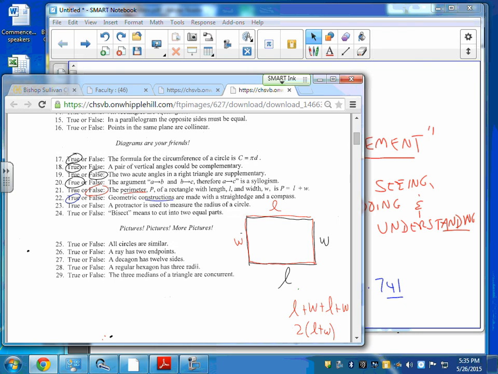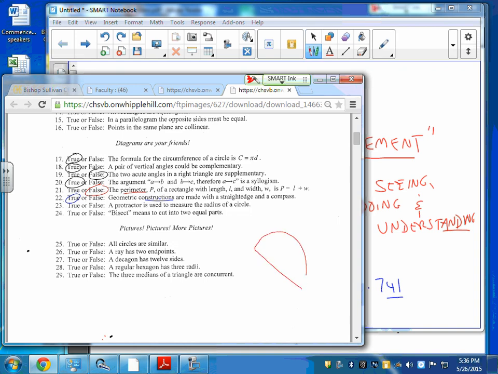Protractor, used to measure the radius of a circle. Well, let's think what a protractor looks like. That's the instrument that looks like this. It has a hole, typically, and some marks going around, right? Certainly not to measure the length of the radius, but rather they measure angles. So protractors measure angles, not the radius. This is a false statement.